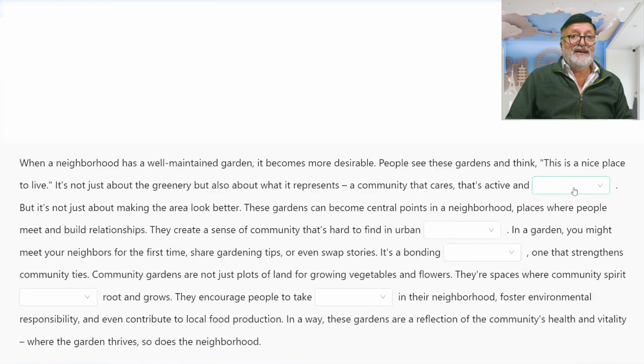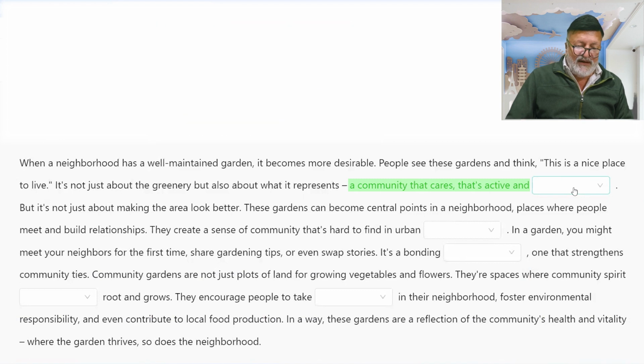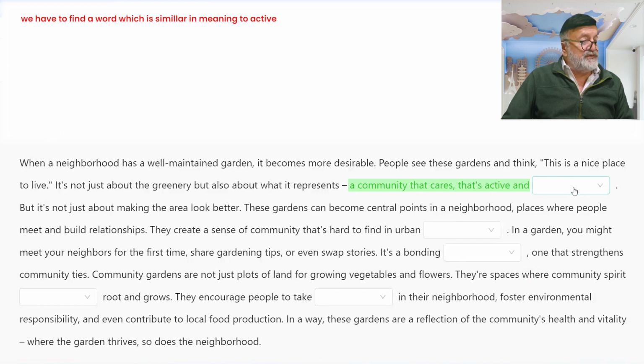Now, let us take up the second exercise. For the first blank, let us start from "a community that cares, that's active, and dash." Since we have a blank after and, let us again look at the grammar rule. So we have to find a word which is similar in meaning to active. Now let us come to the choices.